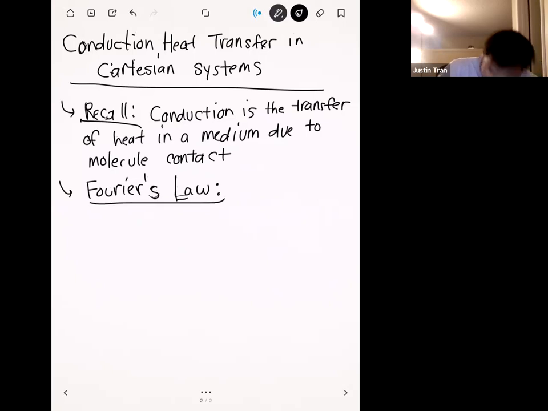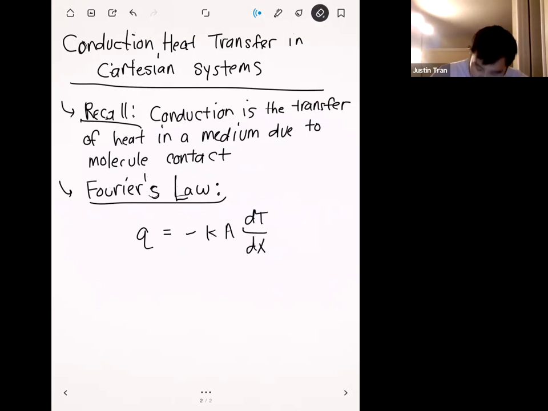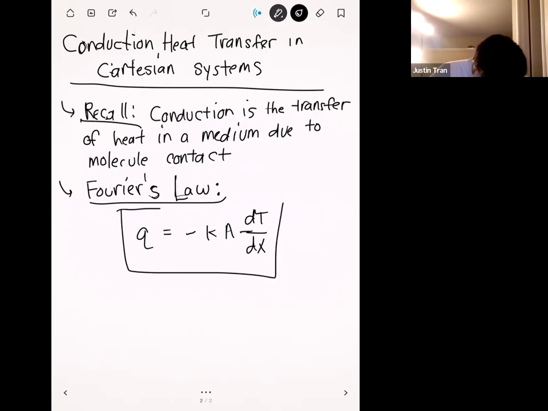Fourier's law is stated as follows: Q, where Q is the heat transfer rate, is equal to minus k times A times the derivative of temperature with respect to space. This is the main formula that determines heat transfer in conduction, and we're going to define what each of these terms means.